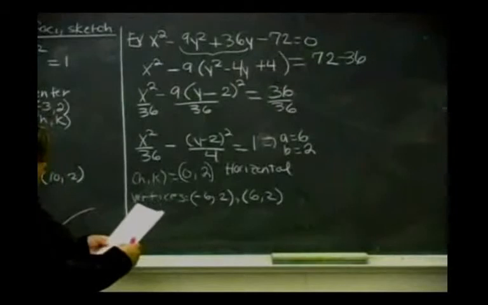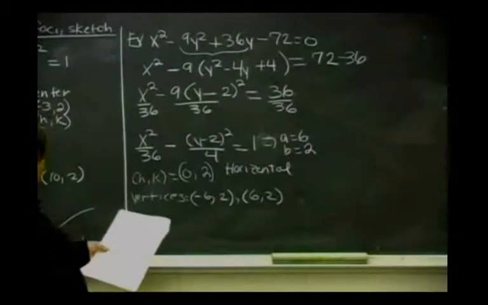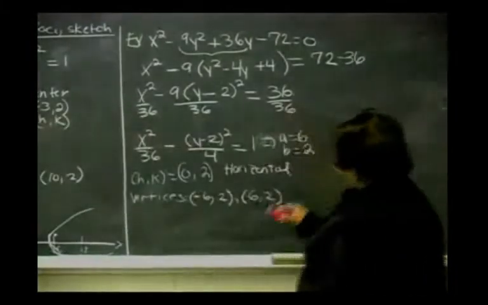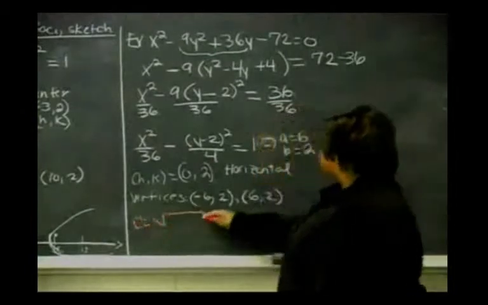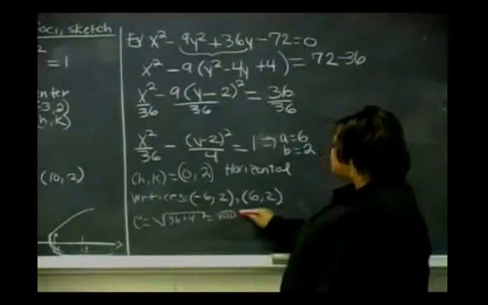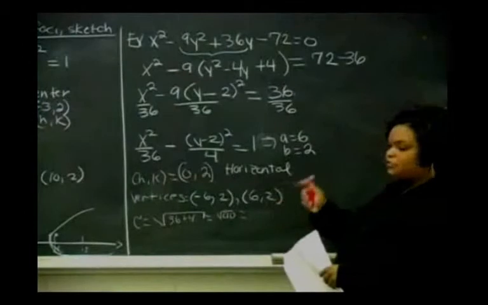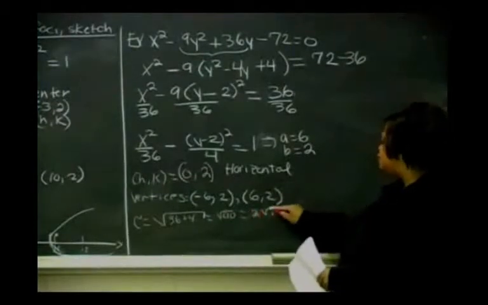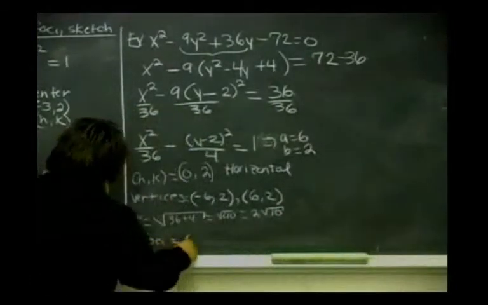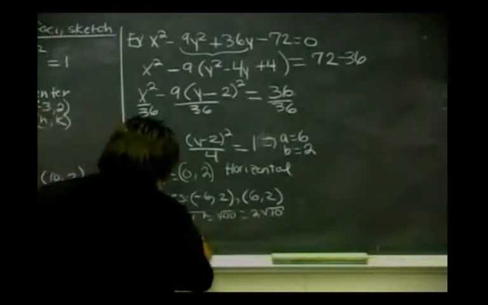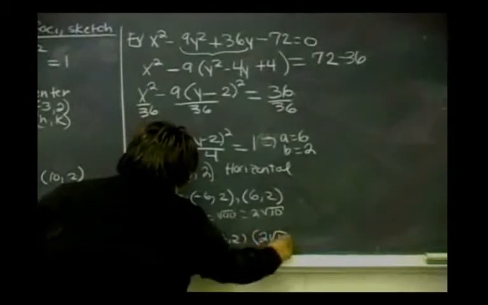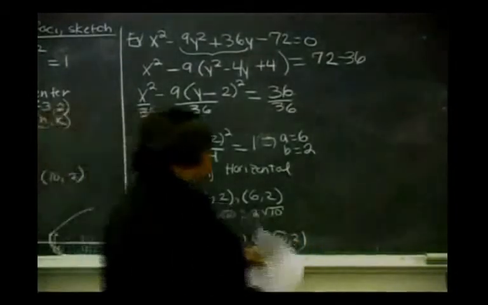And my foci, I need to find those, which means I need to find what? C. Need to find C. What is C? C is the square root of A squared plus B squared, which is the square root of 40, which is what? 40 is 4 times 10, so 2 square root of 10. So my foci is what? H minus C. So we have negative 2 square root of 10, 2. And H plus C, 2 square root of 10, 2. Okay?